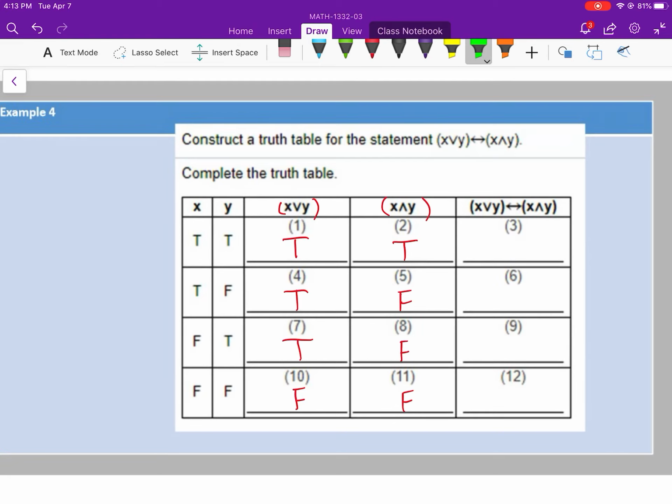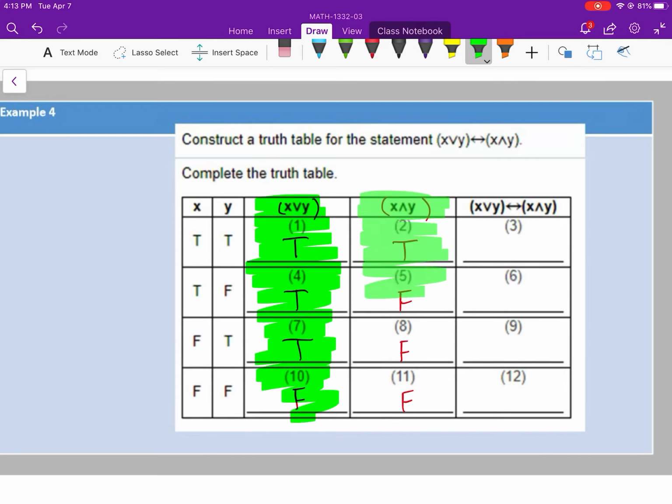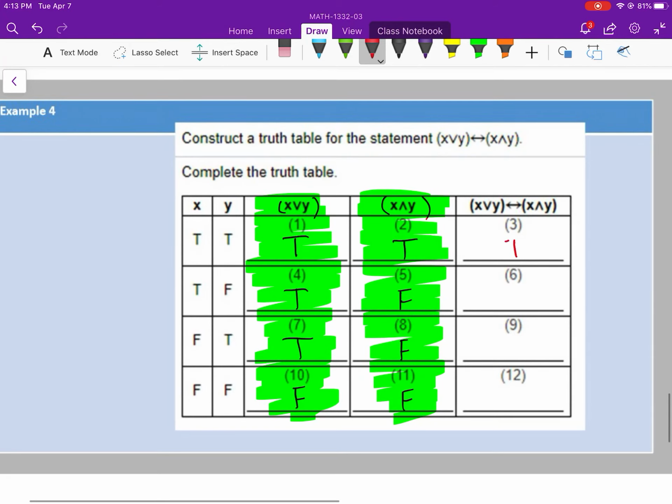All right, now this makes it extremely easy in that last column because, again, we're comparing this column with this column, okay? So extremely important, okay? And again, this is biconditional. So as long as they are the same result, that always turns into a true statement, okay? So here we see 1 is true, 2 is true, that makes 3 true, okay? 4 is true, 5 is false. Well, if they are opposite values, that makes this false. Number 7 is true, 8 is false, number 9 is going to be false. Okay, number 10 is false, number 11 is false, that makes number 12 true.